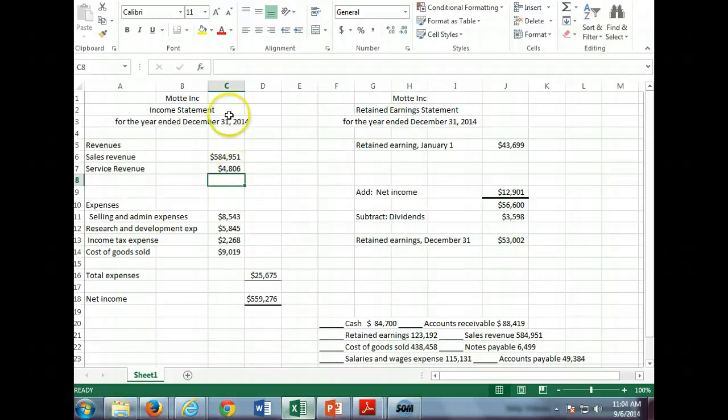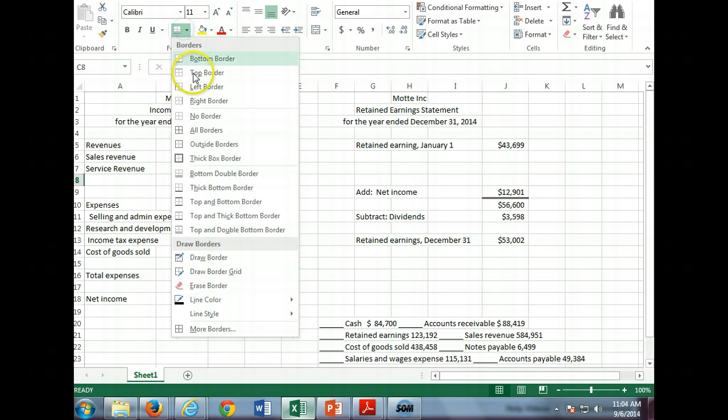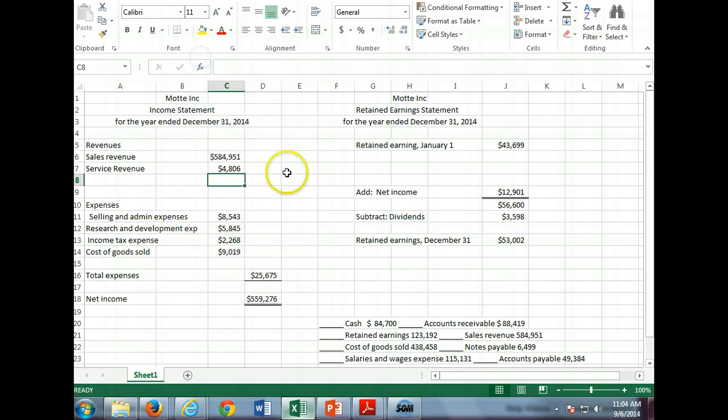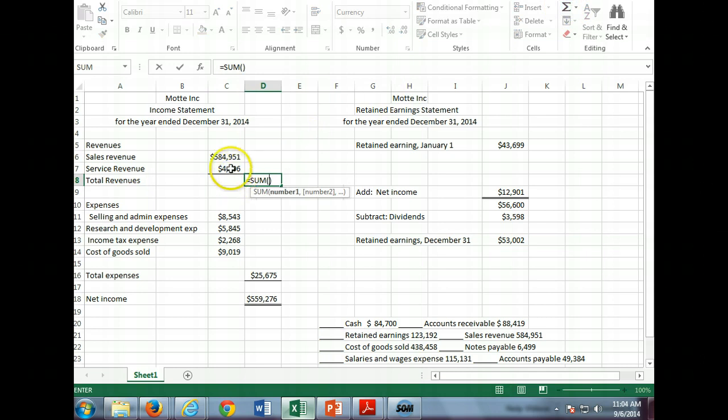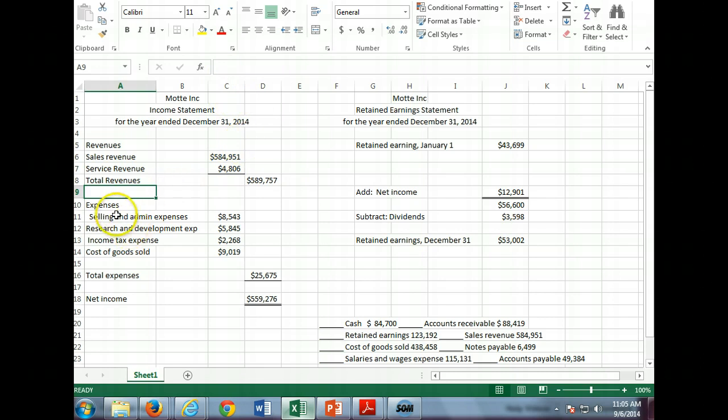Okay, so our total here, whoops. Oh, shoot, what was that? 4806? Yep. So our total revenues will be 589,757, yeah. Now our expenses, what do we have for expenses?